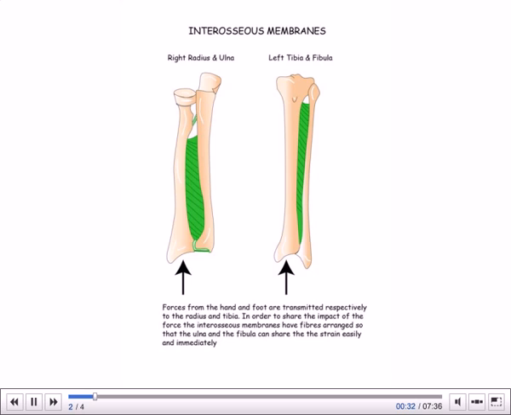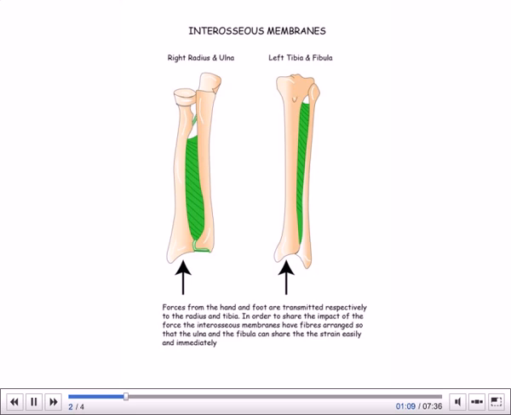We've already looked at these in reference to the radius and ulna, but now let's look specifically at the left tibia and fibula. Because the interosseous membrane is basically fibrous tissue between two bones, it is therefore the equivalent of a fibrous joint. As with the interosseous membrane between the radius and ulna, there is a gap at the upper end of the interosseous membrane for allowing vessels to get through into the anterior part of the leg.